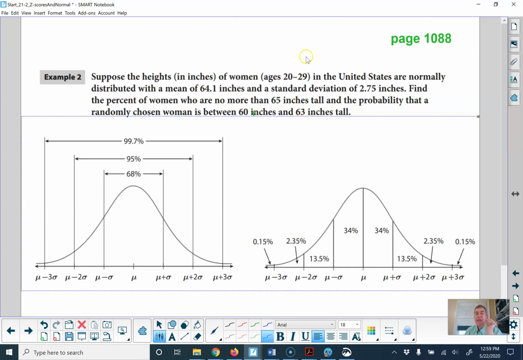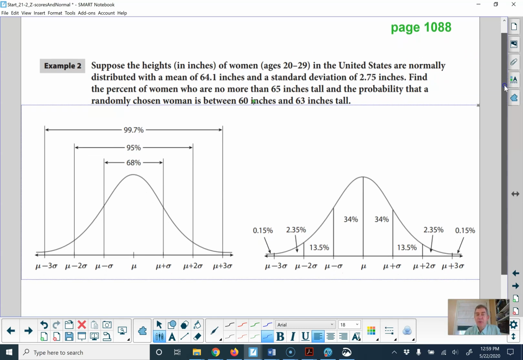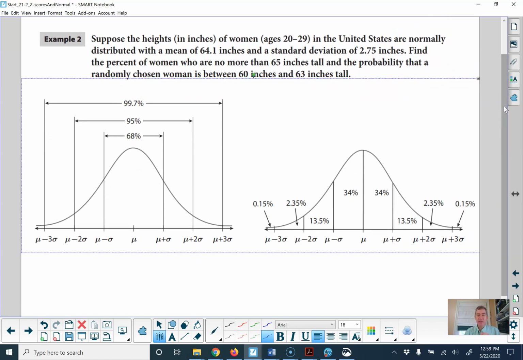So, an example, suppose the heights in inches of women aged 20 to 29 in the US are normally distributed with a mean of 64.1 and a standard deviation of 2.75. You don't have to suppose, that's pretty accurate data.